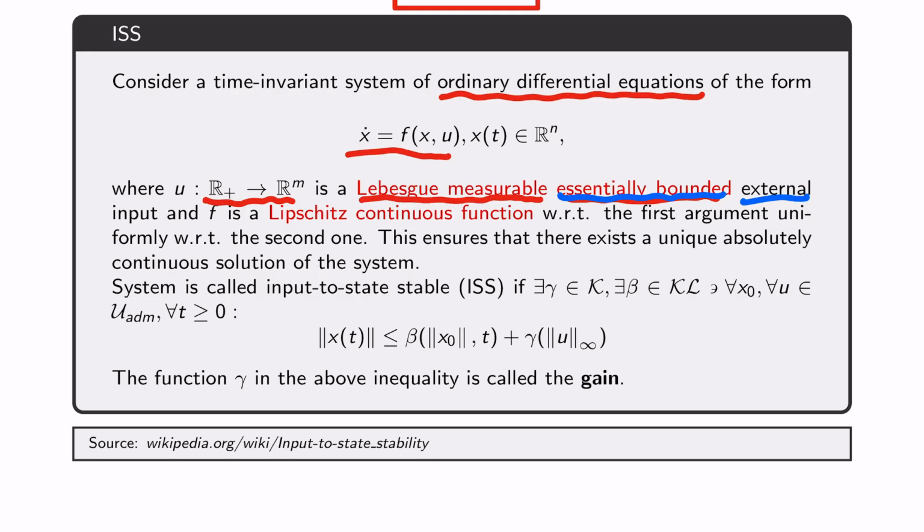External input, all right? So f is Lipschitz, and we kind of know what Lipschitz is, right? Lipschitz continuous with respect to the first argument, uniformly with respect to the second one. Okay, that kind of makes sense.